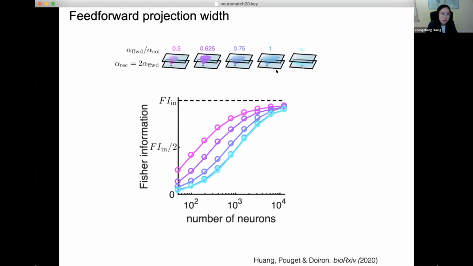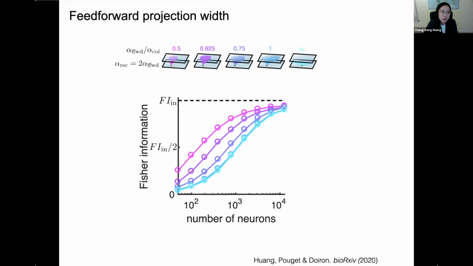And in the extreme case, when the feedforward projection width is infinity, it means that there's no spatial dependence on the connections. However, as we can see, as the number of neurons increases, surprisingly, all the information curves converge to the same level. So it means that the total amount of information is independent of the feedforward projection width. And we also can see that they converge to a level that's very close to the input information bound. So it also shows that the network can be very efficient at transmitting almost all of the information. Okay, so that's kind of surprising.